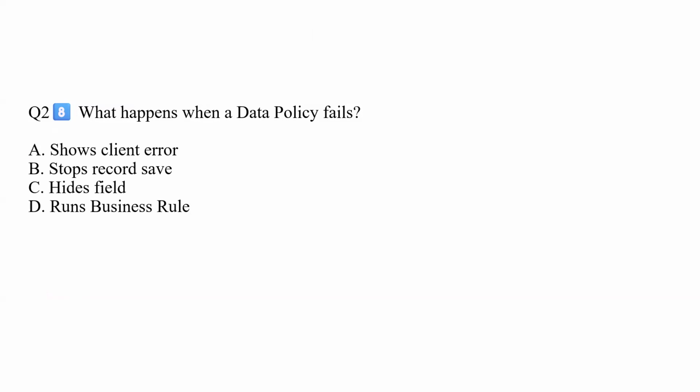What happens when a data policy fails? Option A, shows client error. Option B, stops record save. Option C, hides field. Option D, runs business rule. The question is, what happens when a data policy fails?